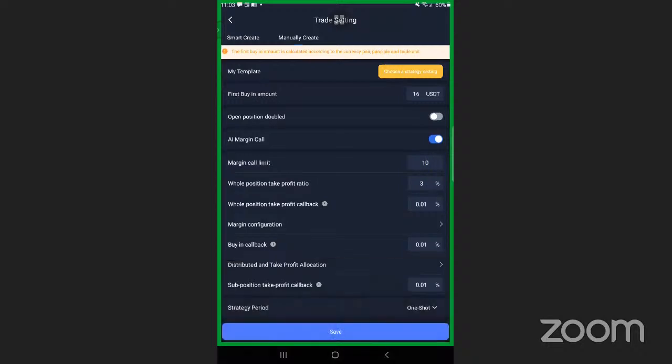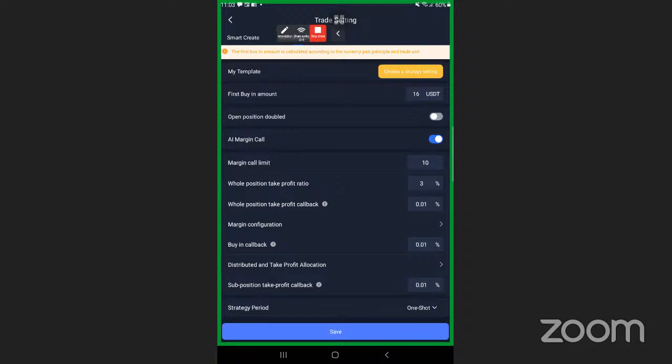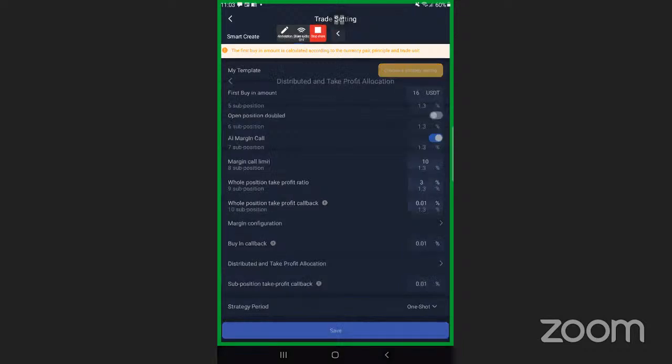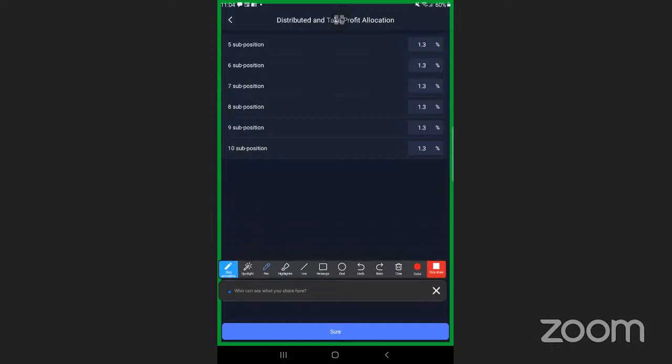So I want you to look here on distributed and take profit allocation. After I have put 10 margin calls here, I'm tapping on distributed and take profit allocation here. Can you see? There is a take profit for every call from 5 to 10. Let me bring it this side. This is margin call number 5, margin call number 6, up to 10.